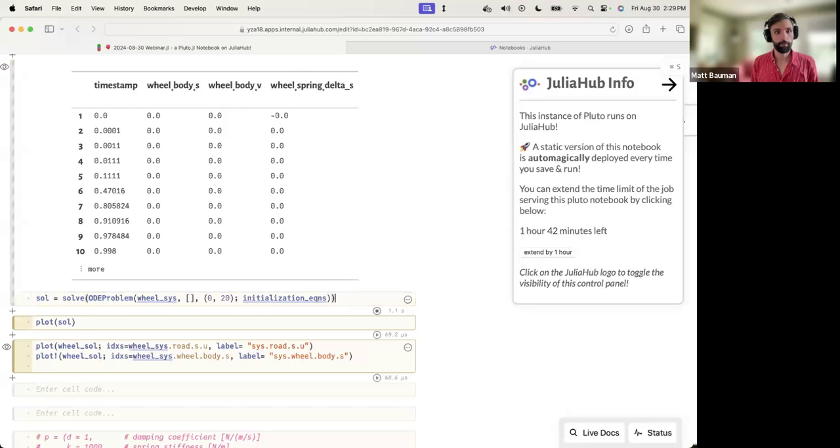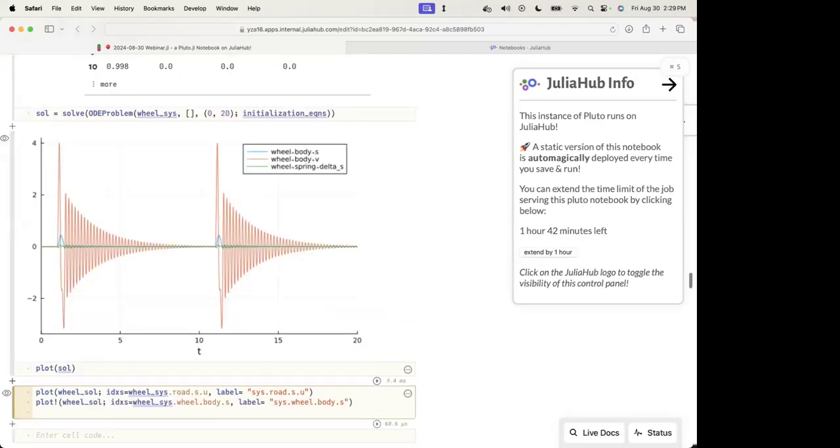Let's name that. Matt, one more try. One more thing when you get a chance. In your function definition for your spring, yeah.